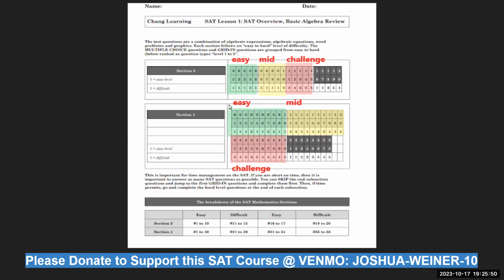Similarly, in section 4, do the first 20 questions, skip the rest, do any of the grid-ins that are easy for you. Note the time, say of the 55 minutes, you have 22 minutes left. Then go back to question 21 and complete the challenge problems from 21 to 30.